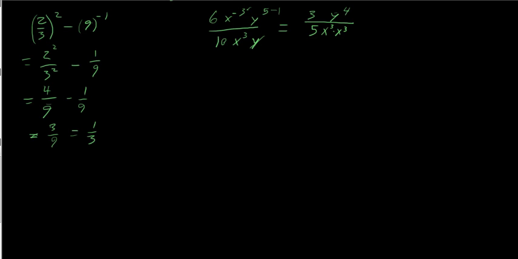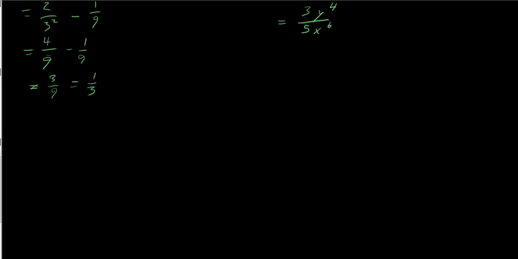And we have y to the fourth. Okay, so then we need to combine our x's on the bottom. And what we get is we have 3y to the fourth over 5x to the sixth. So that's the second one.